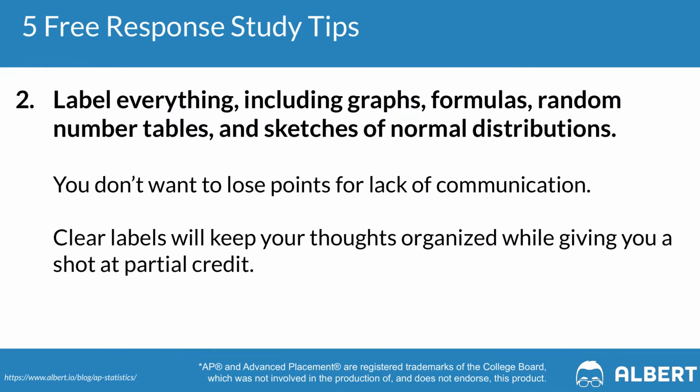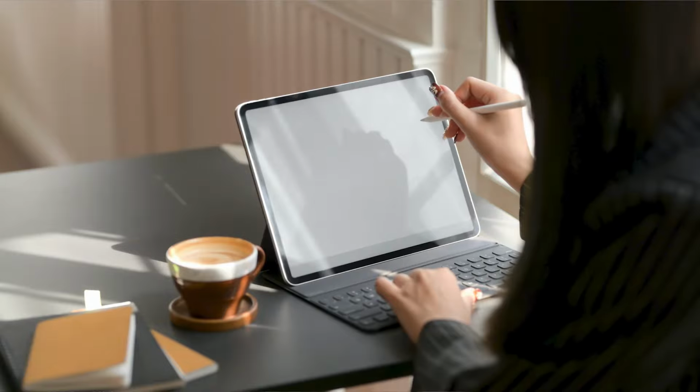Tip number 2 when it comes to the FRQ section is to make sure that you are labeling everything. This includes graphs, formulas, random number tables, as well as sketches of normal distributions. Look, you don't want to lose points for lack of communicating with your AP reader, so make sure you do this for every single thing.